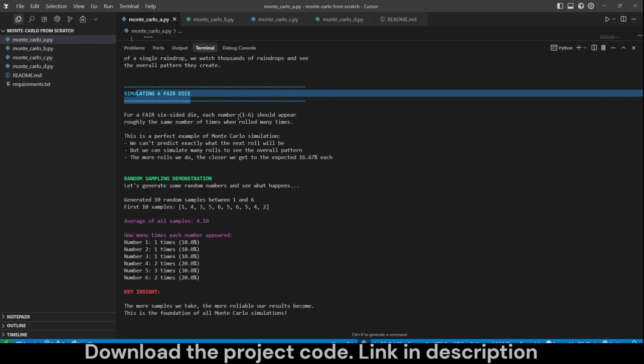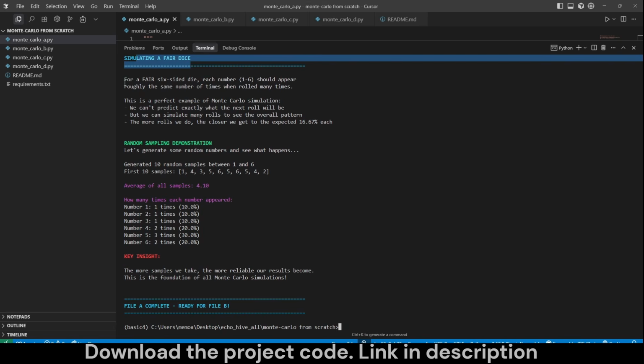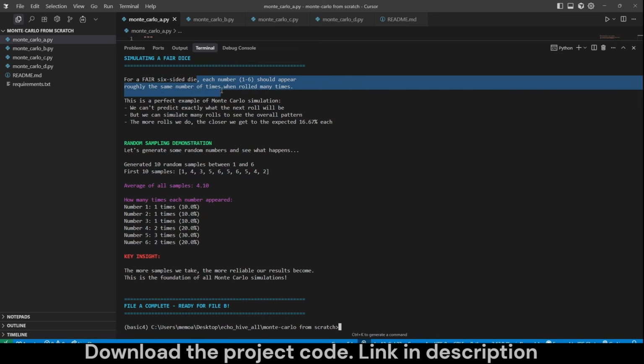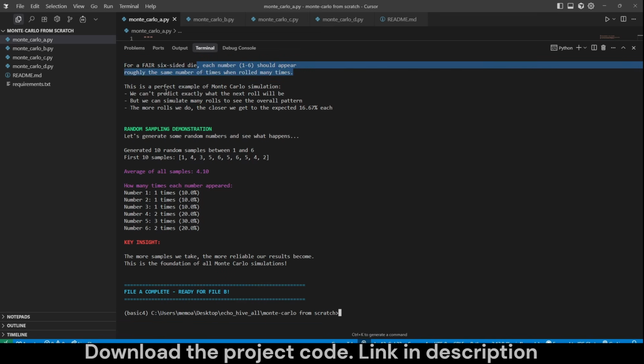So here we are going to simulate a fair die. For a fair six-sided die, each number 1 to 6 should appear roughly the same number of times when rolled many times. This is a perfect example of Monte Carlo simulation. We can't predict exactly what the next roll will be, but we can simulate many rolls to see the overall pattern. The more rolls we do, the closer we get to the expected 16.67%, which is 1 in 6, right?